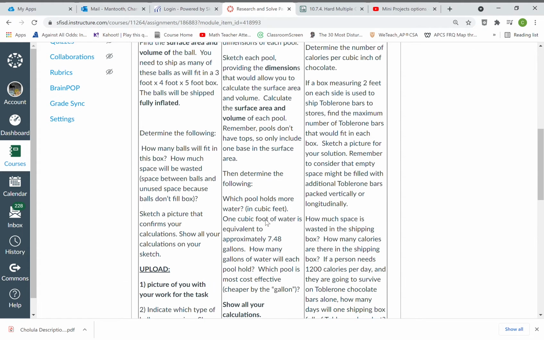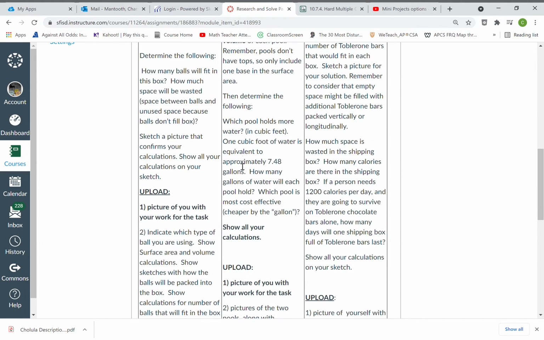And then you're going to figure out which one's more cost effective as described in this set of questions. Which one holds more water? If 1 cubic foot of water is equivalent to 7.48 gallons, how many gallons will it hold? And which pool is more cost effective, or which one's cheaper by the gallon?